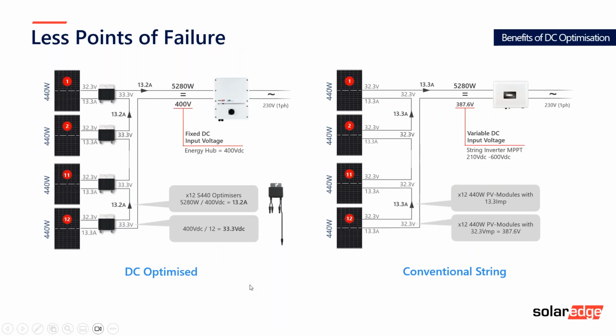So just a quick schematic here, looking at the principles of operation. You know, we fix the voltage going into the inverter, but that's not the case with a conventional string system. Based on irradiance, the voltage will vary.